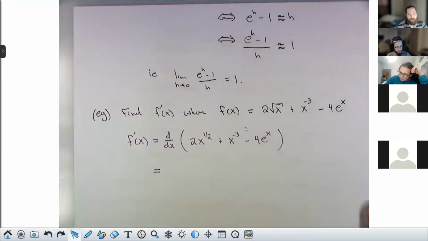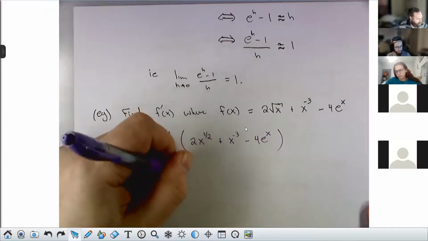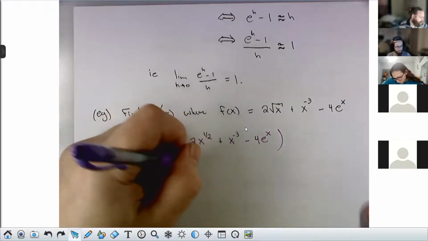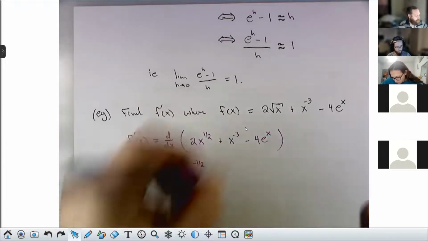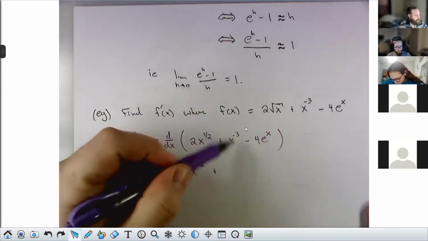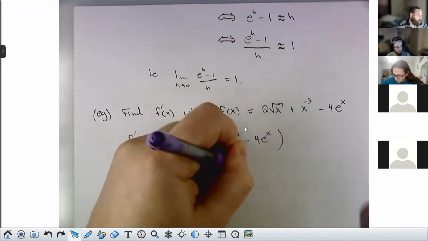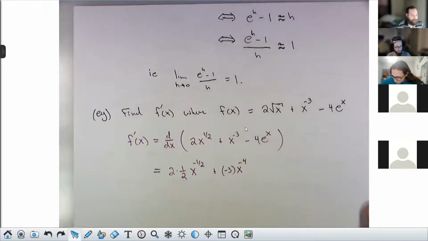And now I differentiate each one of those pieces individually using the appropriate rule. The first two pieces get the power rule because they are power functions. So this is 2 times 1/2 times x to the 1/2 minus 1 is -1/2, plus, bring down the power, -3, x to the -3 minus 1 is -4.